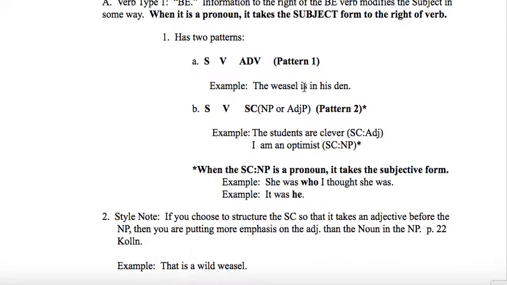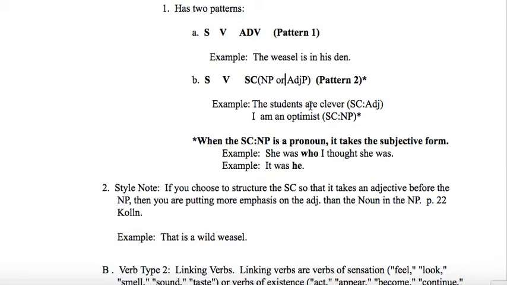In our first example, we're looking for our verb. It's a be verb, is, and then we notice to the right of it is a prepositional phrase, in his den. The prepositional phrase is answering where, so we know it's an adverb. So in this sentence pattern, we have the be verb with a prepositional phrase adverb after it. So we see that the be verb can take an adverb after it. The other construction is when there is a be verb and afterwards it is an adjective.